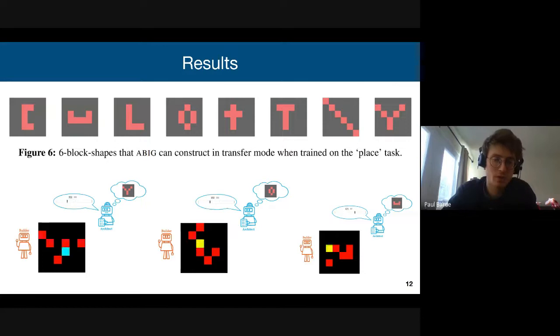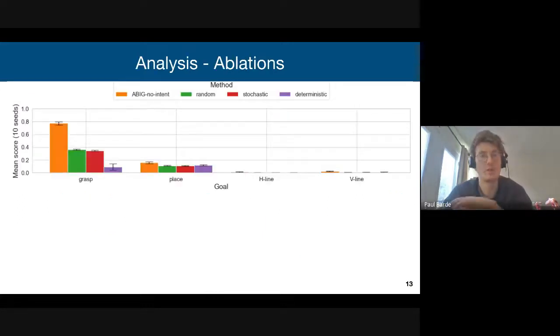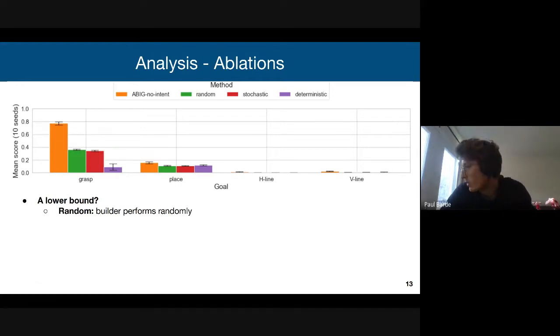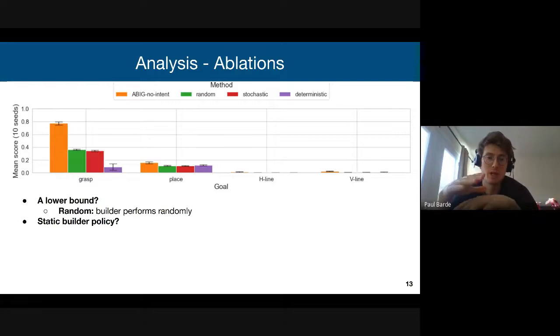At this point, we wanted to understand what were the learning mechanisms happening during learning. So we started with simple ablations. The first ablation was to have a lower bound on performance: how does a builder that selects random actions perform? That's the green bar, and it gives us a lower bound. Then we wanted to see what happens if the builder is not learning. What if the builder has a static policy that is always the same, and that the architect knows of and can use with planning to control it?